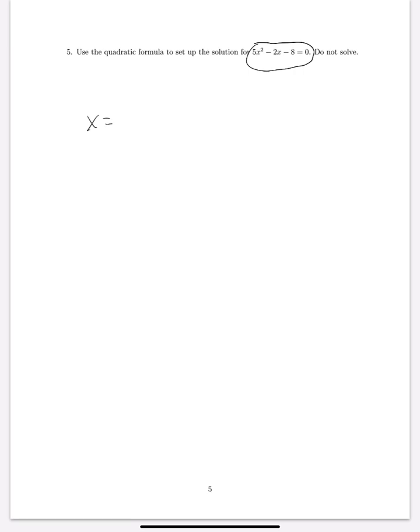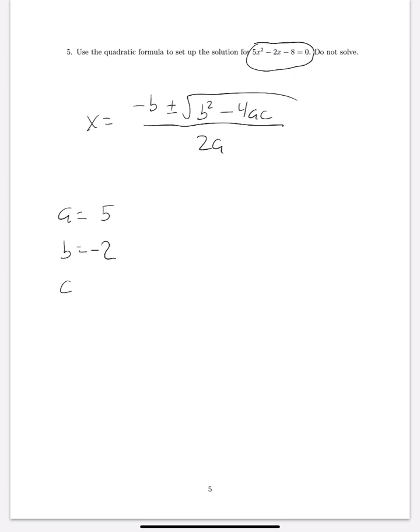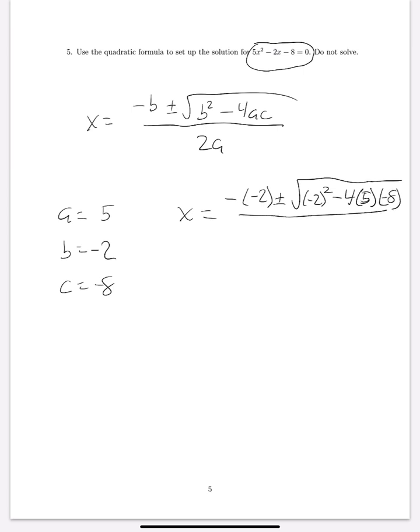The quadratic formula is -b plus or minus the square root of b squared minus 4ac, all divided by 2a. Just to clarify, a for our quadratic is 5, b is -2, and c is -8. So you should have x equal to the negative of -2 plus or minus the square root of (-2) squared minus 4 times 5 times -8, all divided by 2 times 5. And that will be your answer.